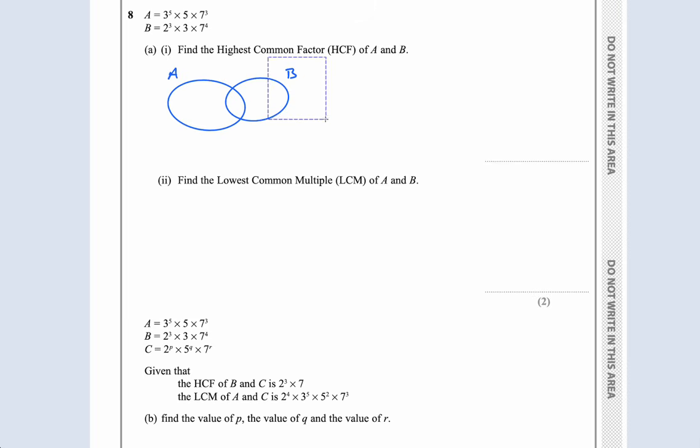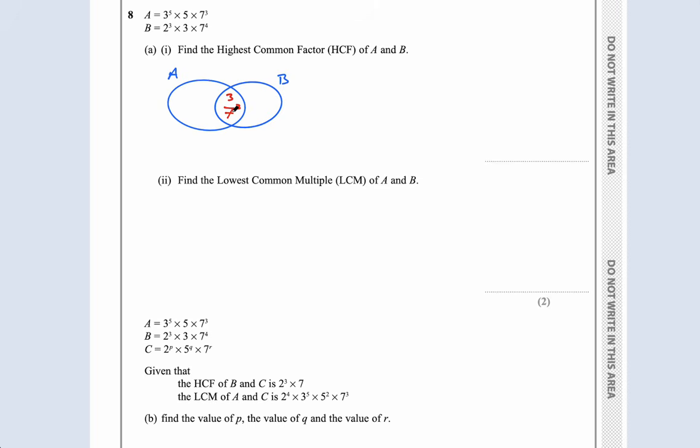Let me just move this a little bit and make that a little bit bigger. Okay, well, there's a 3 that's common. So I'll change the color and put a 3 in the middle. And there's a 7. So there's 1 3, and there's a 7 to the power of 3. Just be careful, that's a 7 cubed. So if there's a 7 cubed there, what is left over here?